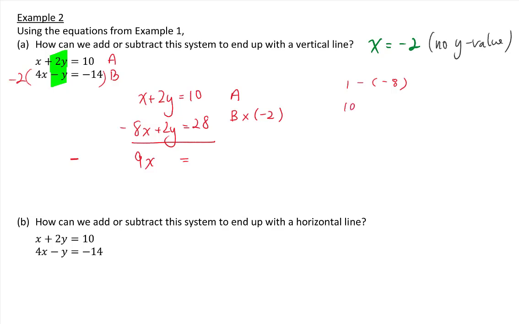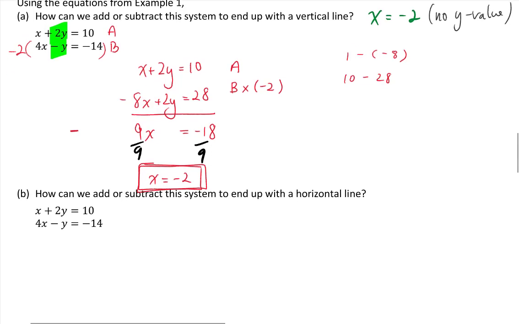And then I have 10 minus 28. Well, if you look at that, that is -18. And notice, if I divide both sides by 9, I end up with x equals -2. I just found the x value for the point of intersection, or, if you like, that is the vertical line that passes through the point of intersection.